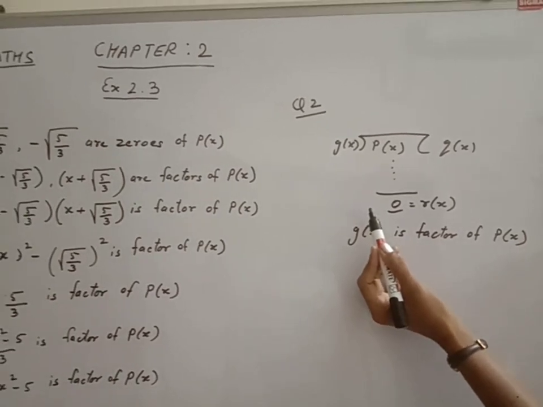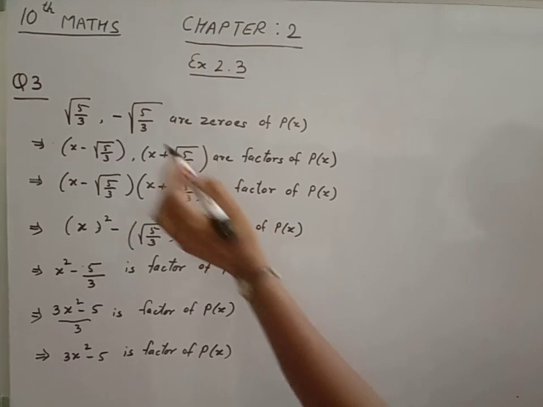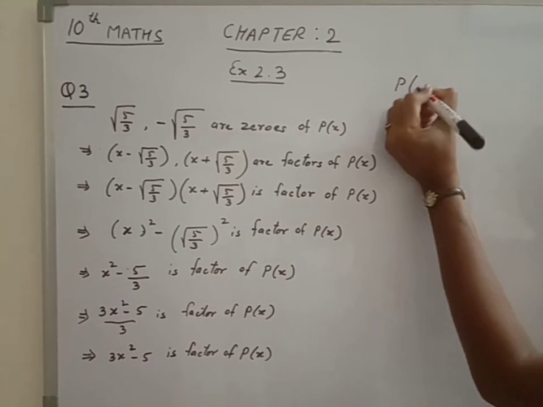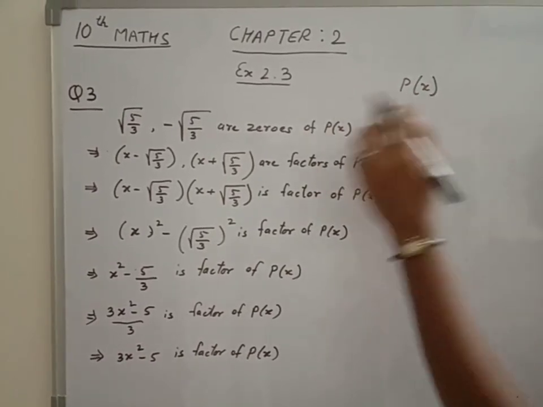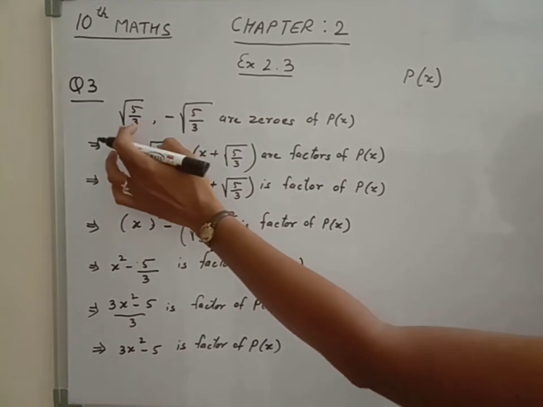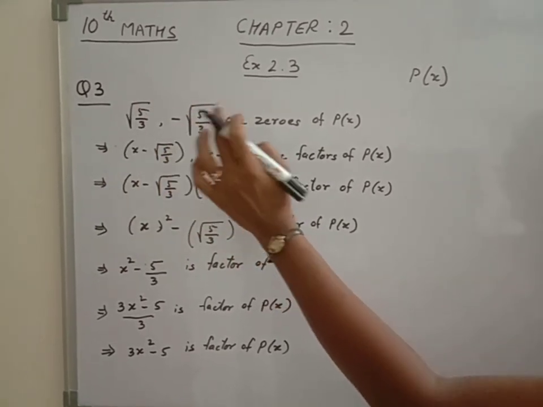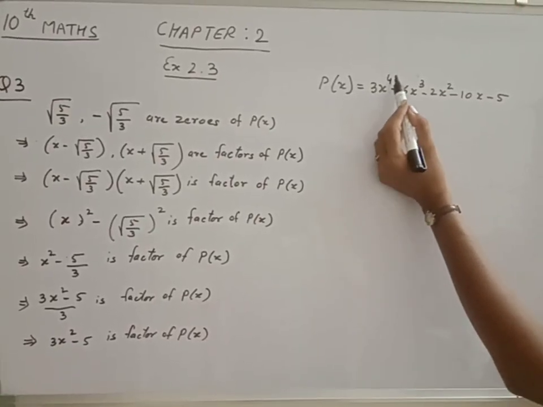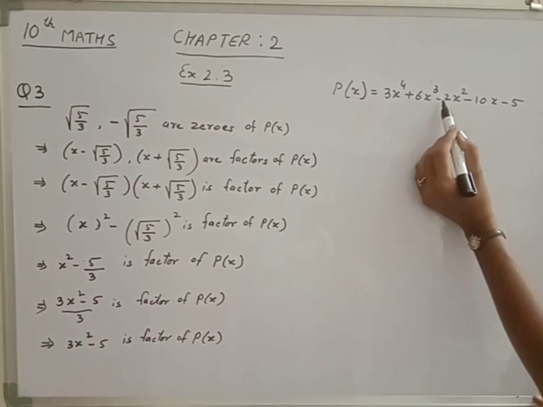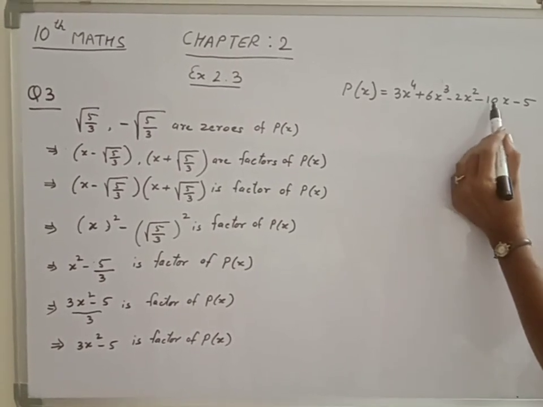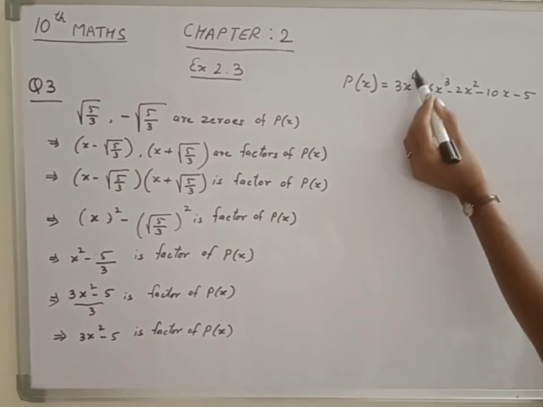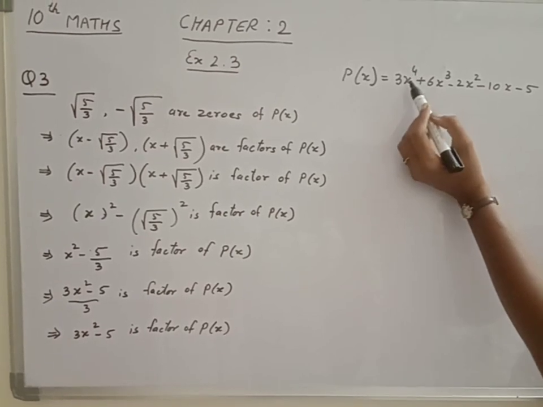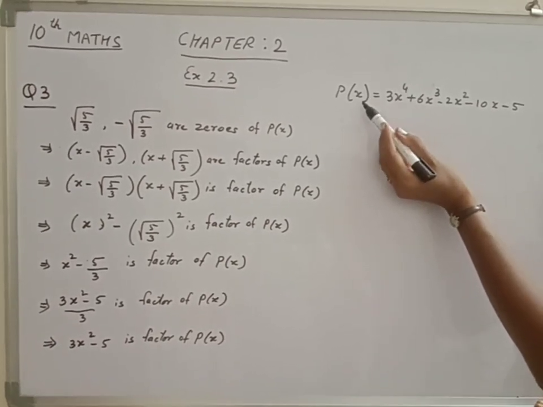Now let's start question number 3. In this question, a Px is given, and its 2 zeros are given. That means root 5 by 3 and minus root 5 by 3 are the 2 zeros of Px. And our Px is 3x raised to 4 plus 6x cube minus 2x square minus 10x minus 5. So the highest degree of Px is 4, because the highest power of variable x is 4.